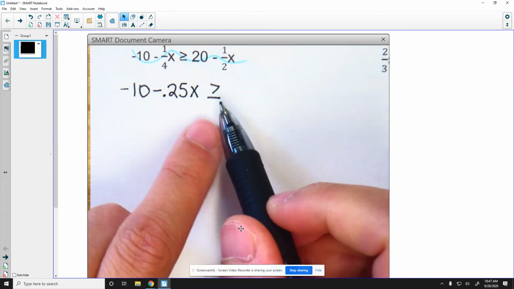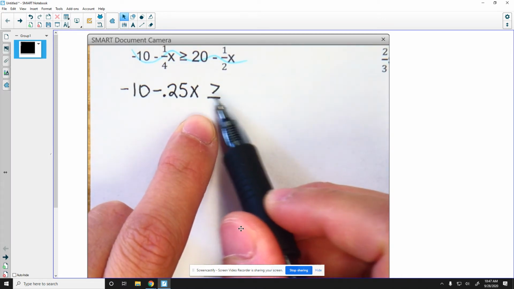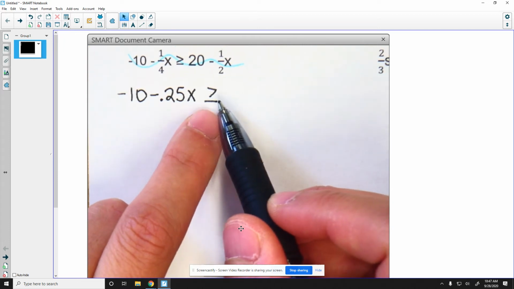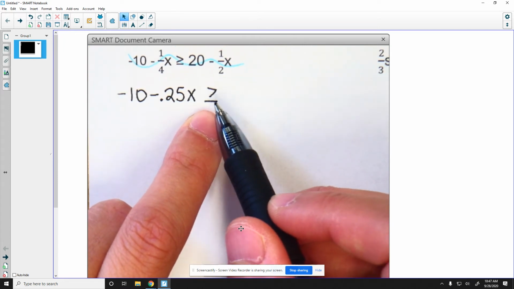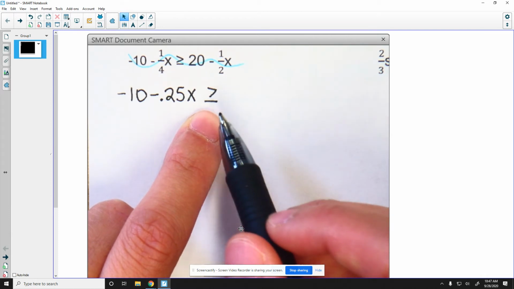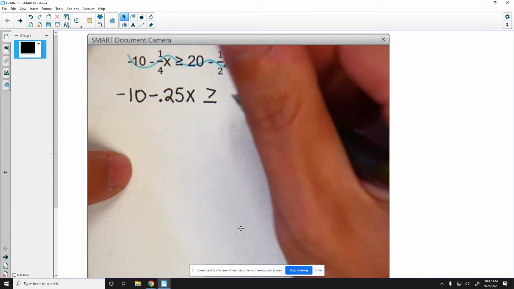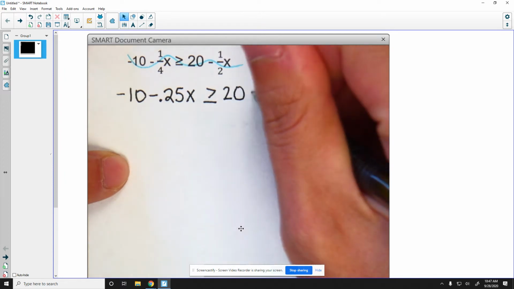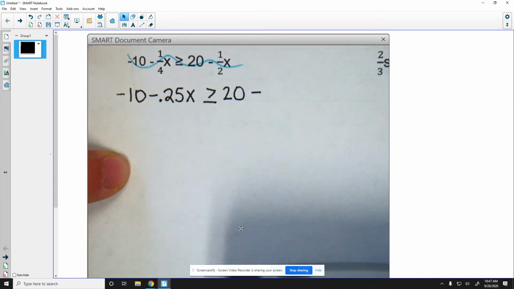We've never had that symbol before. There's like a line underneath the greater than sign. That just means or equal to. So it just means it could also equal that number, but it can't be any smaller. Okay, so 20 minus 1/2 x.